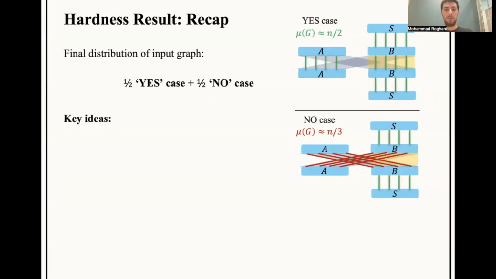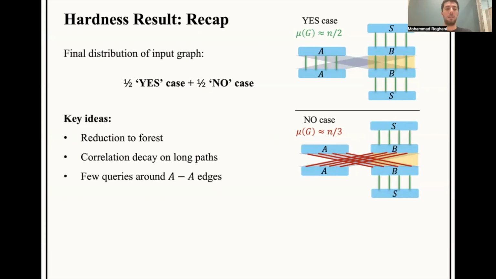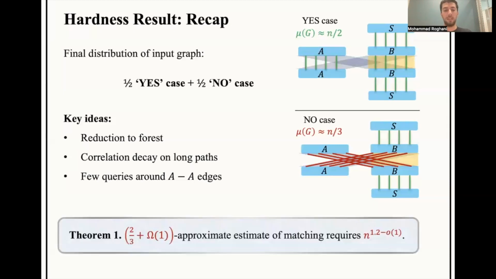The key ideas that we use in our proof are the reduction to the forest: the queries that the algorithm sees are going to be a forest. Then the correlation decay on the long paths: the vertices that are far from each other in the tree are not important to each other, and the labels are independent. And in the end, we show that there are few queries around AA edges, so we cannot learn about those AA edges. And it leads to our final theorem for the lower bound.